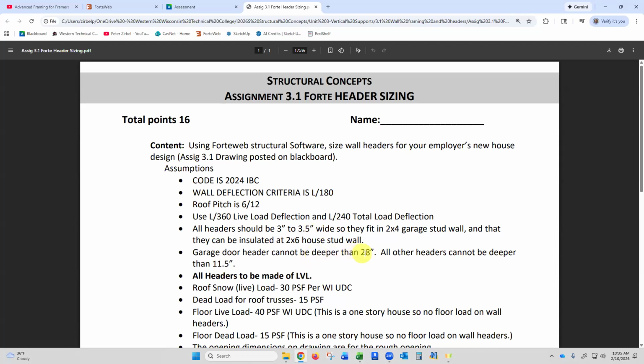The garage door header cannot be deeper than 28 inches. All other headers cannot be deeper than 11.5 inches. All headers to be made of LVL. The roof snow live load is 30 pounds per square foot for Wisconsin building code. The dead load I'm using is 15 pounds per square foot.